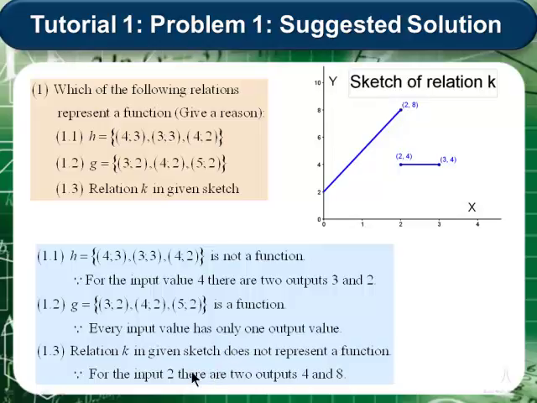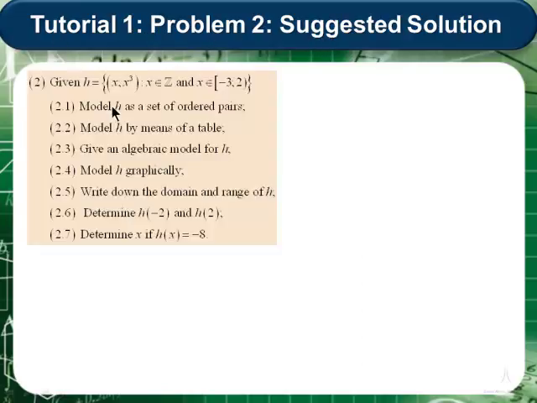So because for the input 2 there are two outputs, 4 and 8, this will only be a relation and not a function. Next we consider a suggested solution to problem 2 of tutorial 1. You have to do the following. Firstly, you need to model this particular relation as a set of ordered pairs.